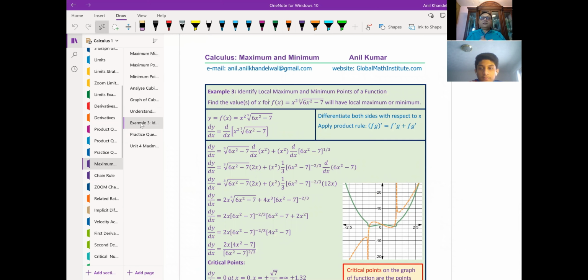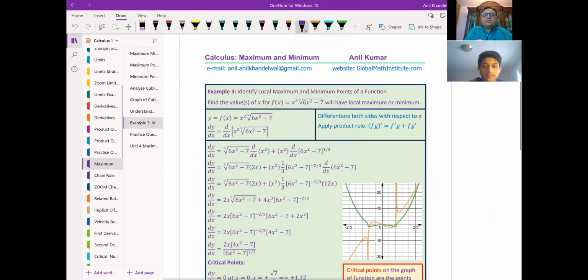I'd like you to read the question, right? Example 3. Identify local maximum and minimum points of a function. Find the values of x for f of x equals x squared, cube root of 6x squared minus 7, will have a local maximum or minimum. Find the values of x for this function, where this function will have local maximum minimum. Is it okay? Yes, sir.